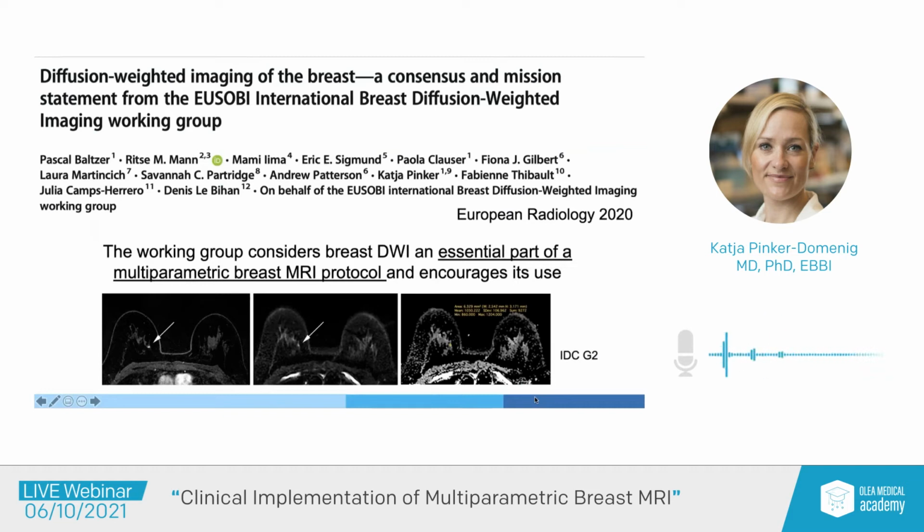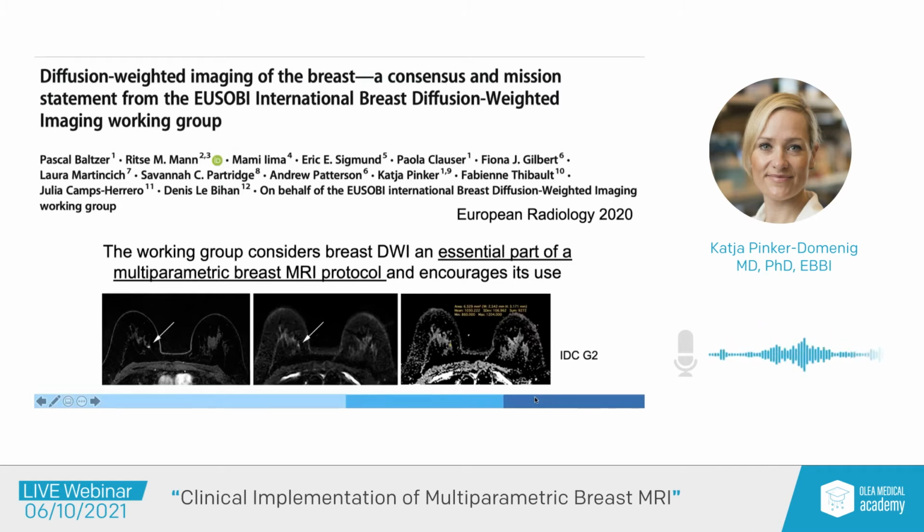I'm actually very pleased that we have this paper out from the International Breast Diffusion Weighted Imaging Working Group of the European Society of Breast Imaging, which considers DWI an essential part of a multiparametric breast MR protocol. Just to give a little background, this was a consensus meeting and mission statement from diffusion weighted imaging experts, breast imagers, and vendors all over the world.